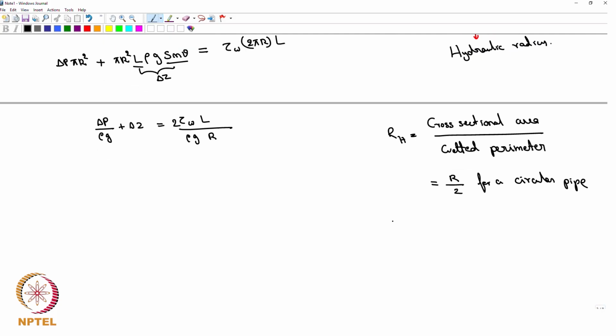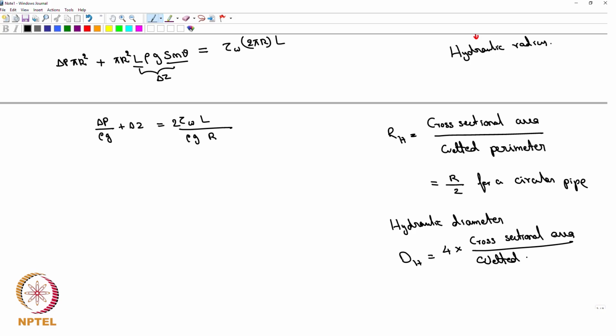So one can define a hydraulic diameter, D_H, equal to 4 times cross-sectional area divided by wetted perimeter. So that D_H is equal to D for a circular pipe.